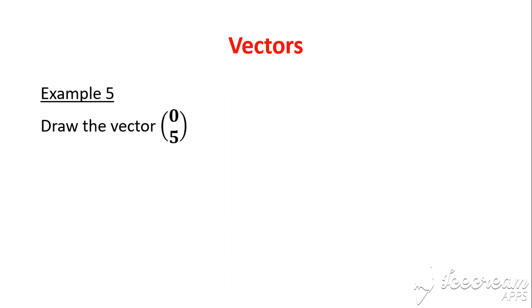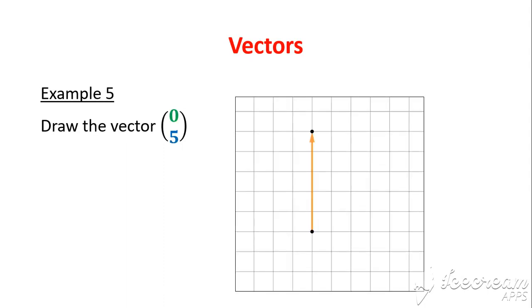All right, a couple of tricky ones to finish. What would this vector look like? Draw the vector 0/5. So here's my grid and here's what the vector would look like. So I've started down the bottom and the 0 means do not move sideways and 5 means go up 5. So it's basically starting somewhere and going up 5 squares.